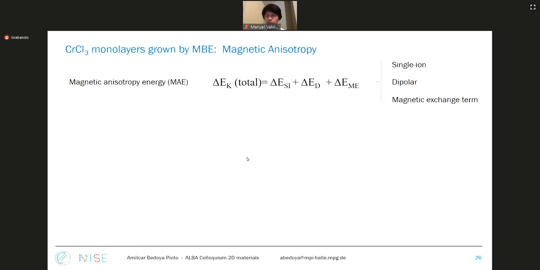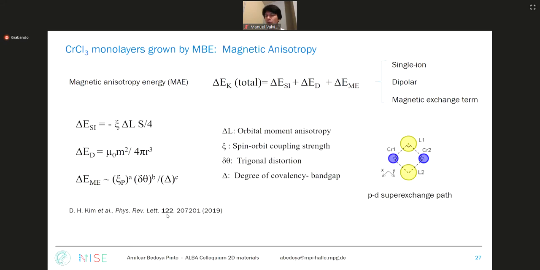So just to follow up, the anisotropy energy can be composed of three main components: single-ion anisotropy, dipolar, and magnetic exchange. I will just briefly give you a reference to a paper, a very recent PRL, in which, on top of the more classical contributions with the single-ion anisotropy and dipolar term, they also consider a magnetic exchange term. So for more details, you can read this paper.